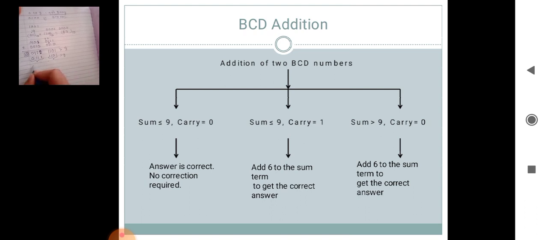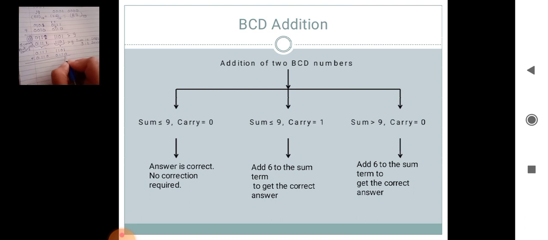So we'll add 6 here. Here you can write sum is less than 9, so it is invalid BCD. Invalid BCD. Here sum is greater than 9. Here sum is less than 9 but carry is 0. So both the BCDs are invalid and we will add 6 to it. So this is the binary 6 that I have added on both sides.